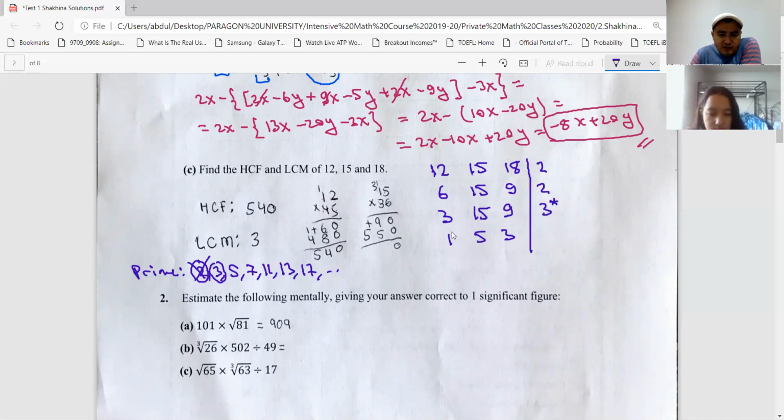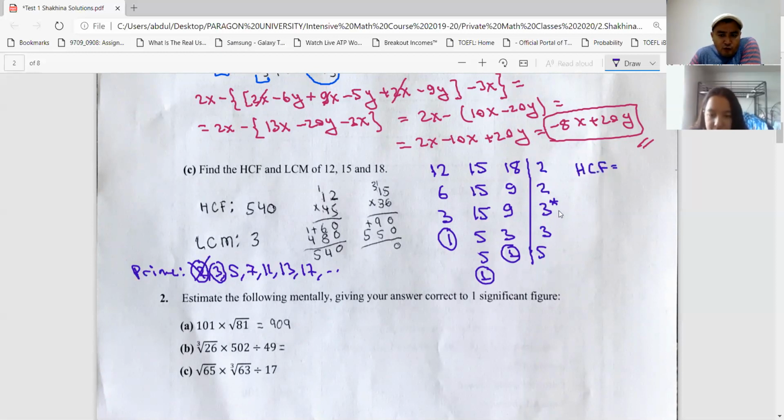Now, when it is 1, we stop. We have nothing to do here. So I can still divide by 3. Here we have 1, 5. So the next prime number is 5, divide by 5, so it is 1. So as you see here, we have 1, 1, 1. Now we stop here.